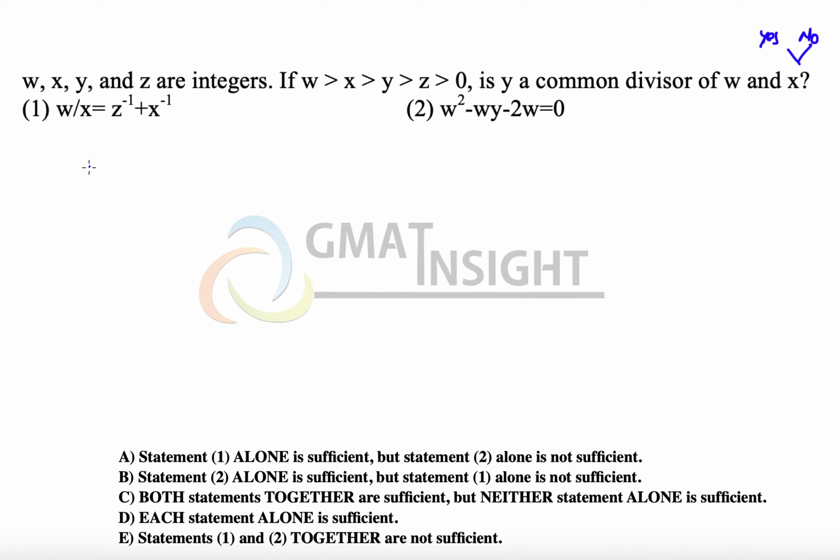Now, let us see the first statement. The first statement is that w over x is equal to 1 over z plus 1 over x. We can simplify this quickly.